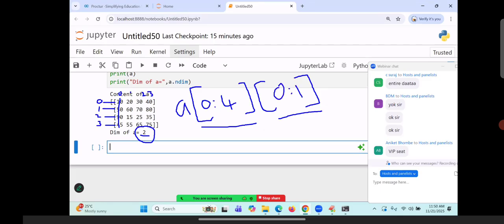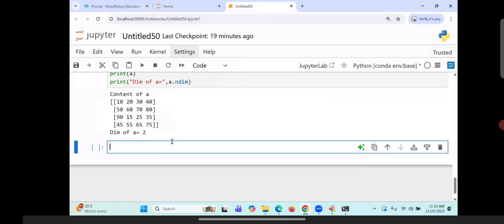0 colon 1. 0 colon 1 means 0. How will our Python environment take it? Taking all rows, and the 0th column. It will give you what values? 10, 50, 90, 45. Is it getting the column or not?